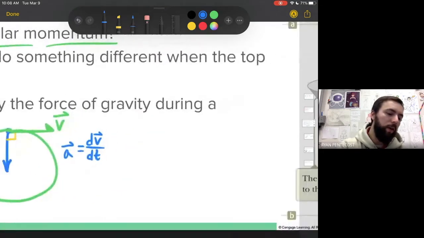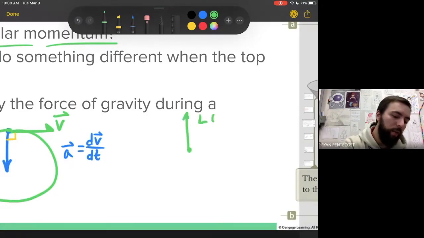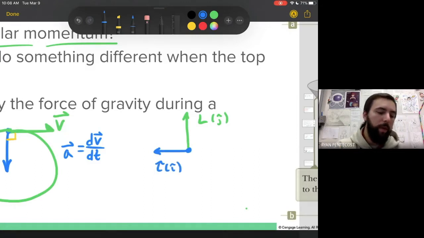Now, let's talk about angular momentum again. Say your angular momentum is purely in the j direction, but you have torque purely in the i direction. That means that since they are at a right angle, your torque will only ever cause the angular momentum to change its direction. It will not change its magnitude.